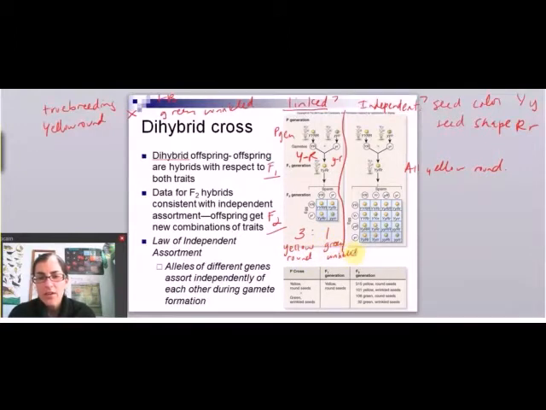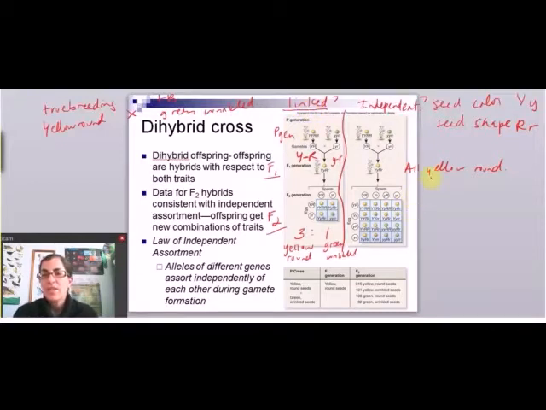And the key here is that, what did the parents have? Yellow round. What did the grandparents have? Yellow round. Green wrinkled. That's the combination we saw in the grandparents. So these are the same combinations of traits that were present in previous generations. And again, that's what's going to happen if the traits are linked.